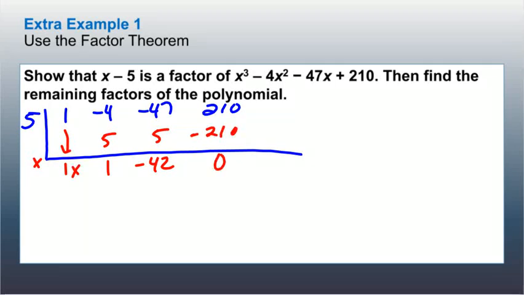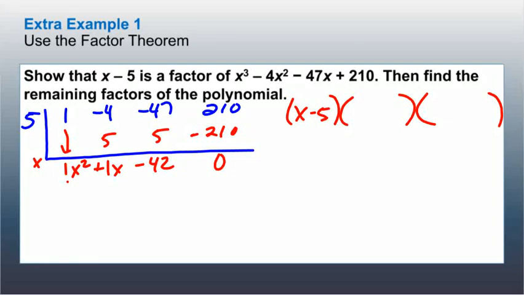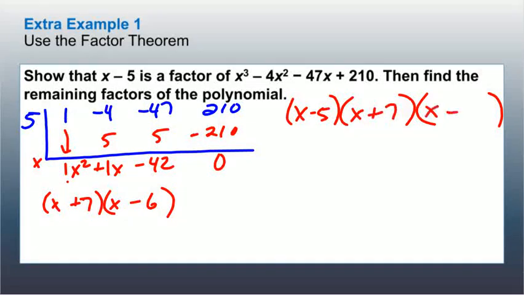So this would be x squared plus x minus 42. So over here, I have one of my answers as x minus 5. That's a factor. So I need to know, what do I multiply to get negative 42 but add them together gives me 1? So that would be a positive 7 and a negative 6. So x plus 7 and x minus 6.